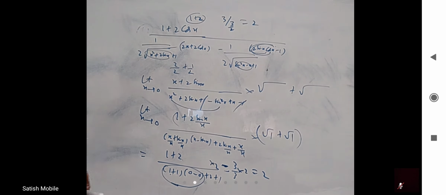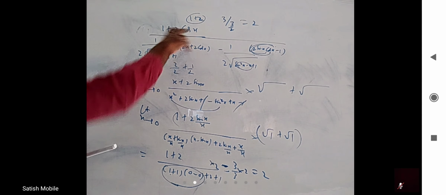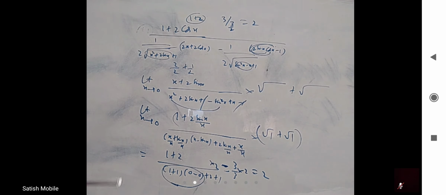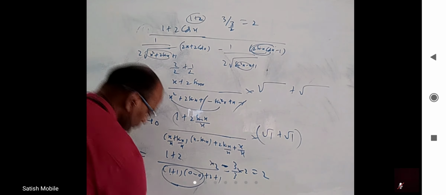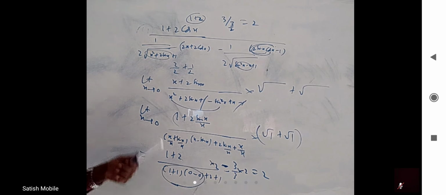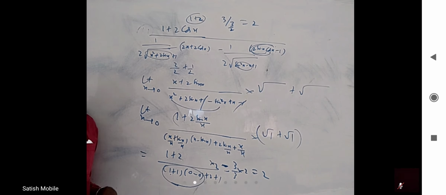Okay, so either way it is coming to L as well, 2 is coming, 3 by 3 by 2, that's why 2. Any other doubts in limits? 10th one, okay.